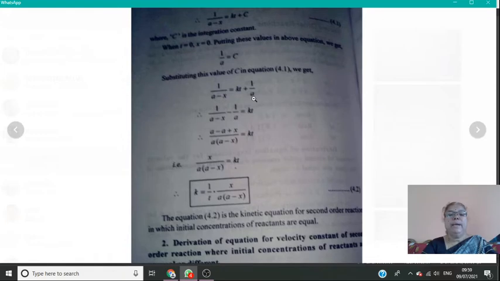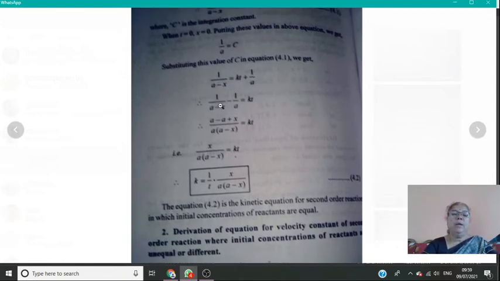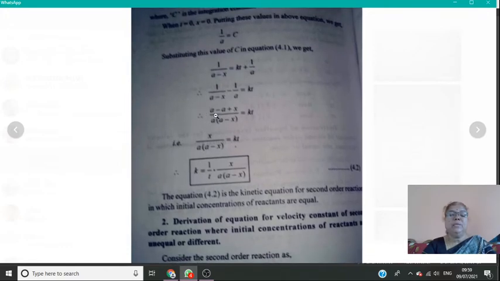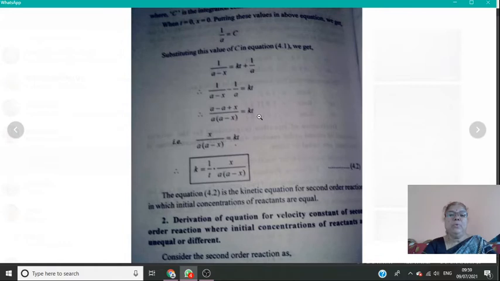Therefore, we write this right hand term towards the left hand. So, we can write 1 upon A minus X minus 1 upon A is equal to Kt. And simplifying this equation, we get (A minus A plus X) upon A(A minus X) is equal to Kt.